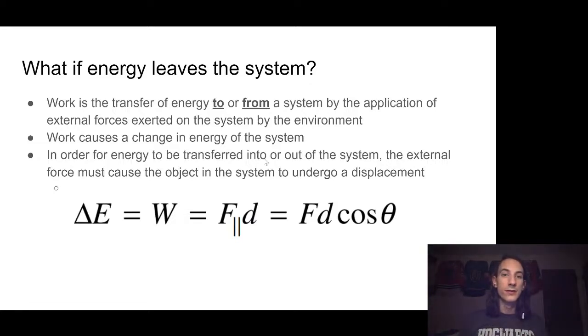So in order for energy to be transferred into or out of the system, we need an external force that can cause the object in the system to undergo a displacement. And we have this equation here for our change in energy or our work. We're saying the change in energy is equal to work, which is equal to force that's parallel to our displacement, equals F d cosine theta.